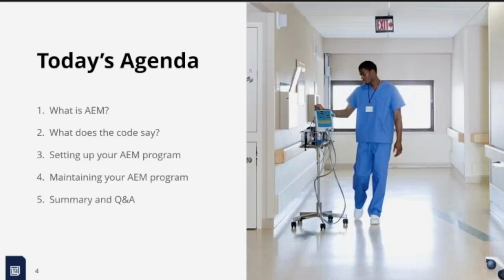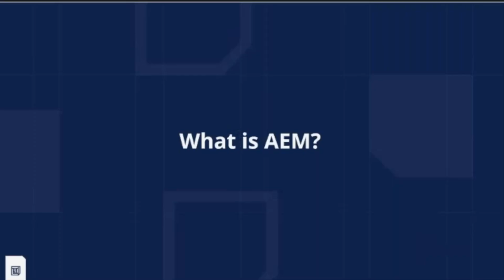So we're going to start with defining AEM. We're going to look at exciting Joint Commission code, so we're going to look at some of that as well. Then we're going to look at how you set up an AEM program. Do you have one in place now? How do you define your policy? And then we'll see what we need to do to keep that in place. If something happens, do you have to change your AEM as you're going through it? But we're going to start simple.